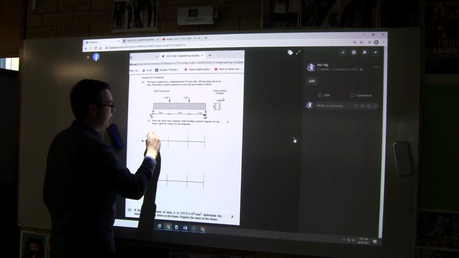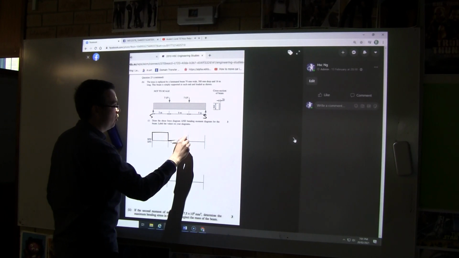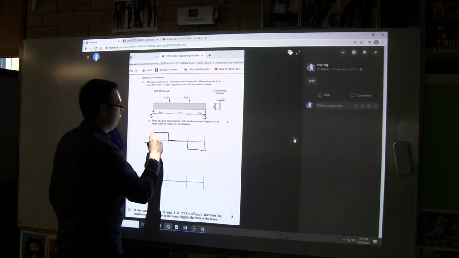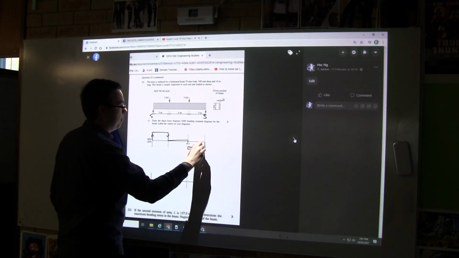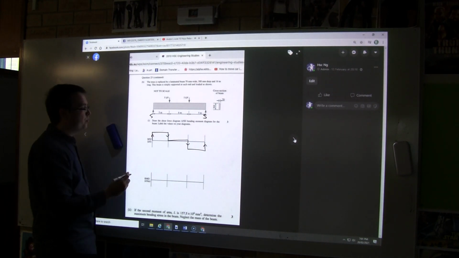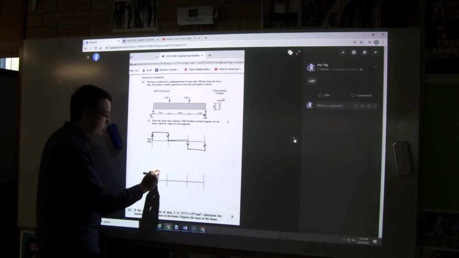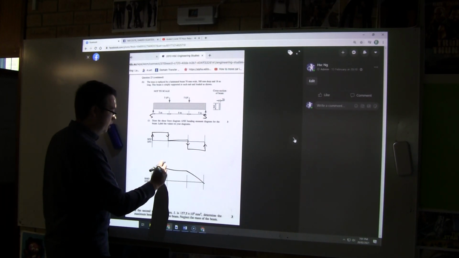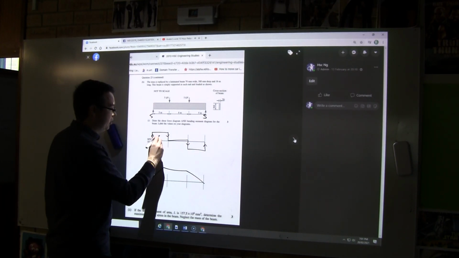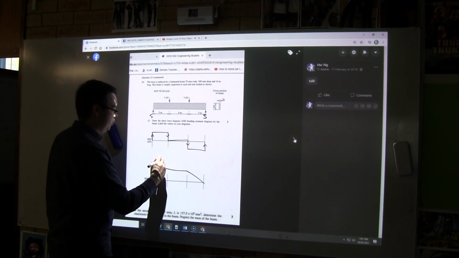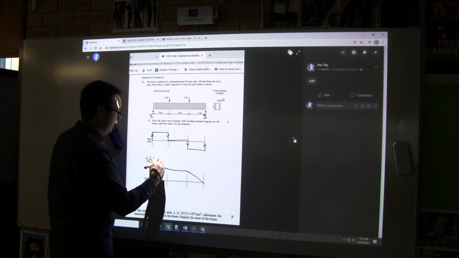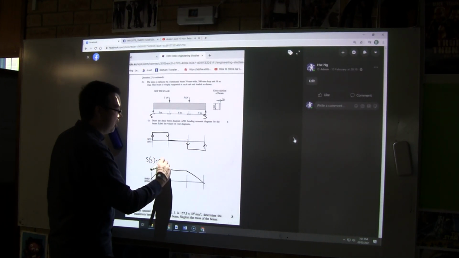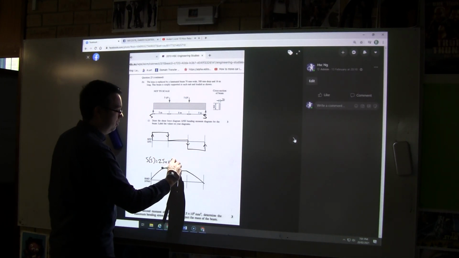So we're going to go up 5, we're going to go across, down 5, across, down 5, across, up 5. Okay, good. What's our bending moment diagram going to look like? It's going to look like that. Our maximum bending moment is going to equal the value of this block, which is 5 times 5, which is going to be 25 times 10 to the 6 Newton millimeters.